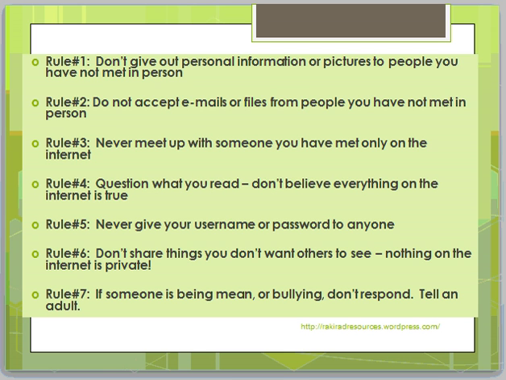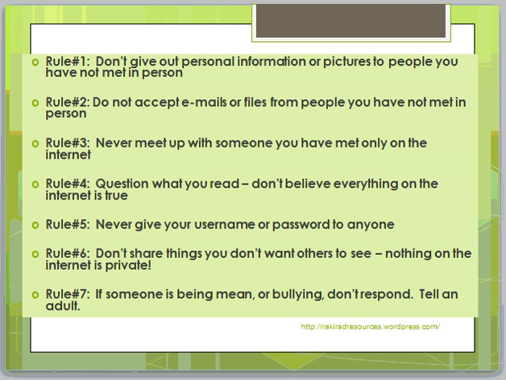Kids have this idea, and some adults too, that the internet is private, and it's not. Everything that's out there lives forever. So we always talked about how if we put it out there, we needed to make sure that we were okay with others seeing it.